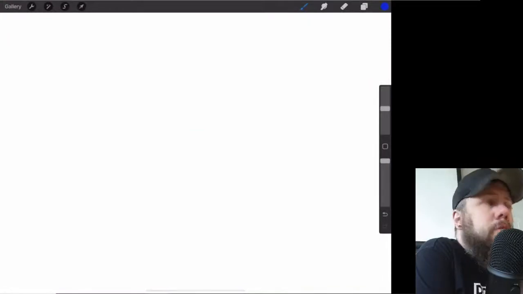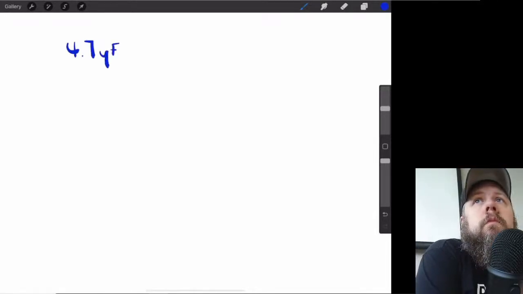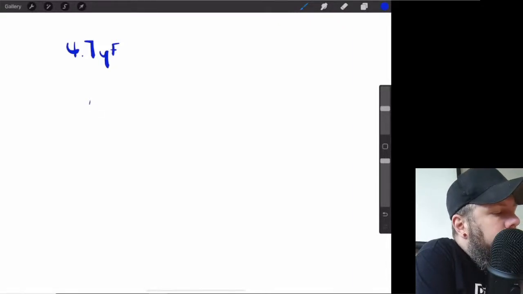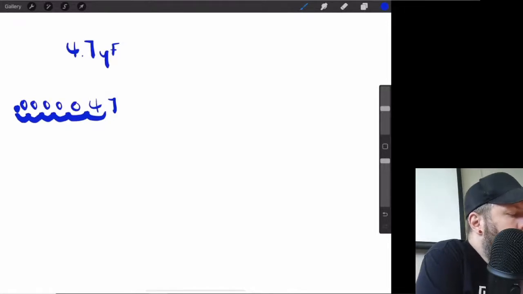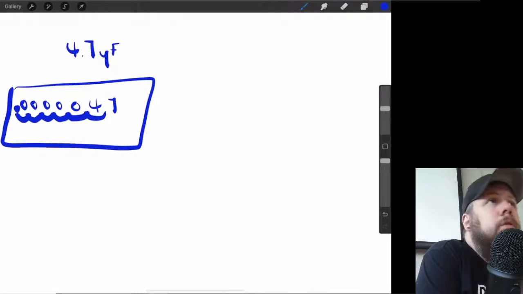Let's test our assumption. How many farads is 4.7 microfarads? Four point seven, 1, 2, 3, 4, 5, 6. Period. 0, 0, 0, 0, 0. All right, so 5 zeros and 4.7. So whenever I say the capacitor is 4.7 microfarads, that's what you need to put in your calculator. Let's test that real quick, okay?